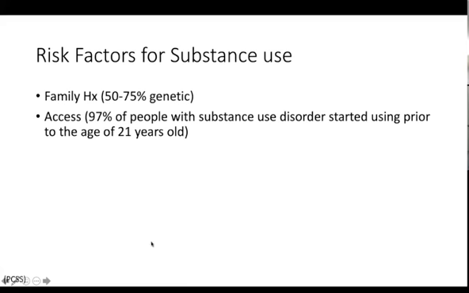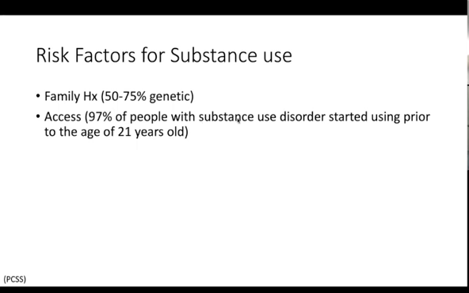Risk factors for substance use: a huge genetic component. Up to three-quarters of this is due to family. So getting a good family history for substance use only raises my index of suspicion more. If dad is doing it and mom is doing it, you're going to be doing it. And this is something that we even have to look out for in ourselves as clinicians. Access is the biggest.